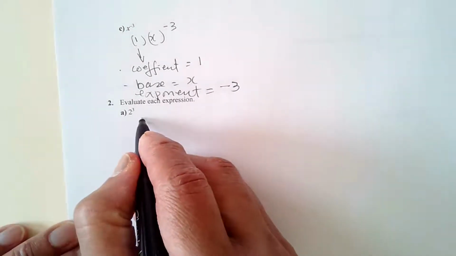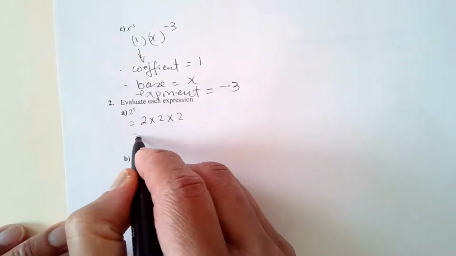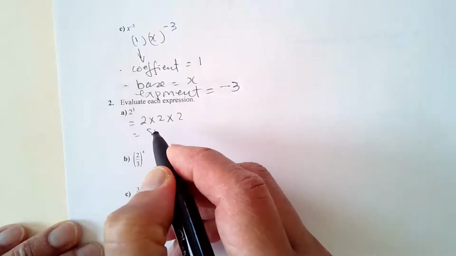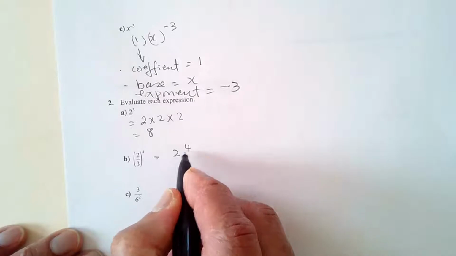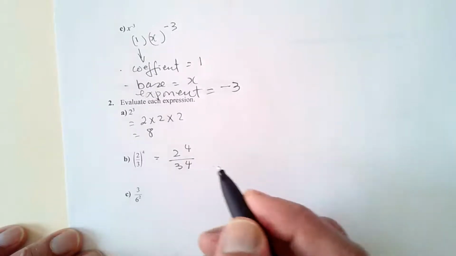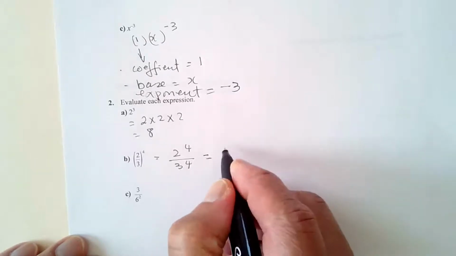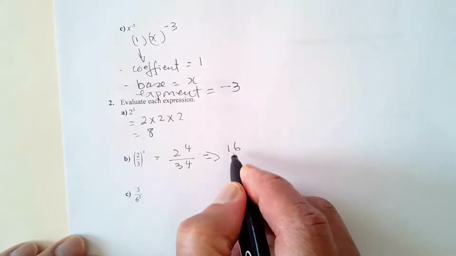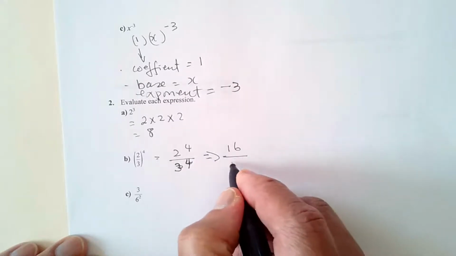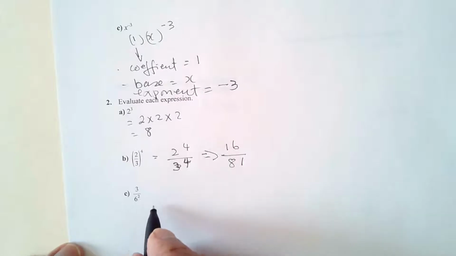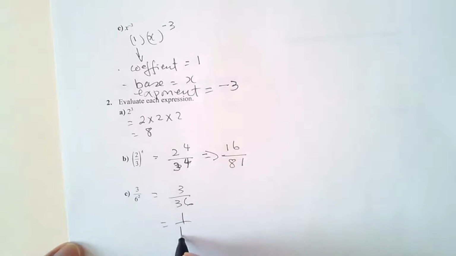Evaluate this expression means 2 times 2 times 2, which works out to be 8. It's 2 to the power 4, which works out to be 16. 3 to the power 4 works out to be 81. Now this becomes 3 to the power 3 times 6, which is 112.